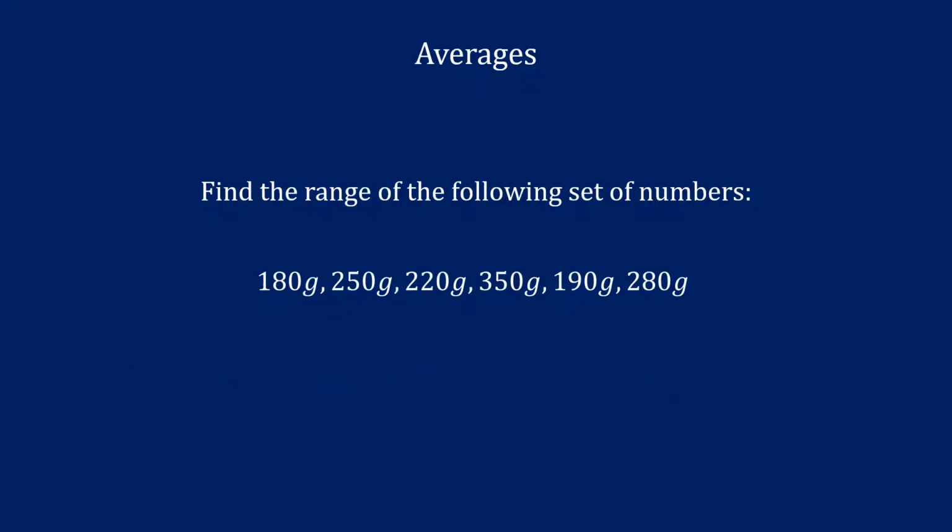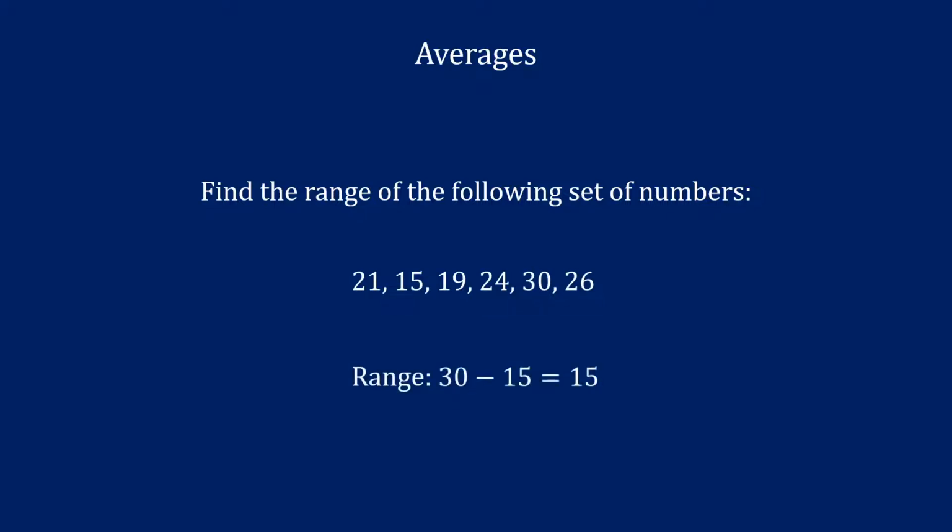So all we need to do is identify our lowest value. Over here it is 180. Identify our highest value, 350. So the range is going to be the difference between the highest and the lowest. So in our case, it's going to be 350 minus 180, which is 170 grams. Easy peasy. All right. Pause here, come back when you've got an answer.